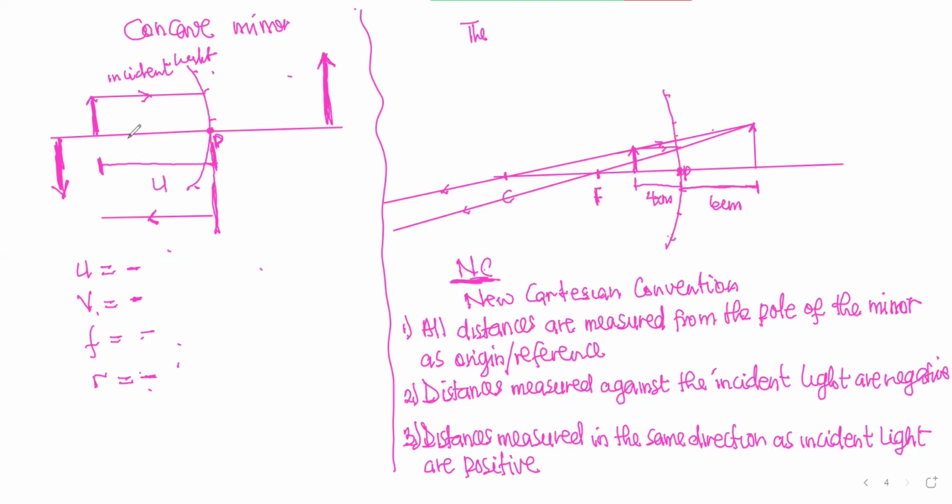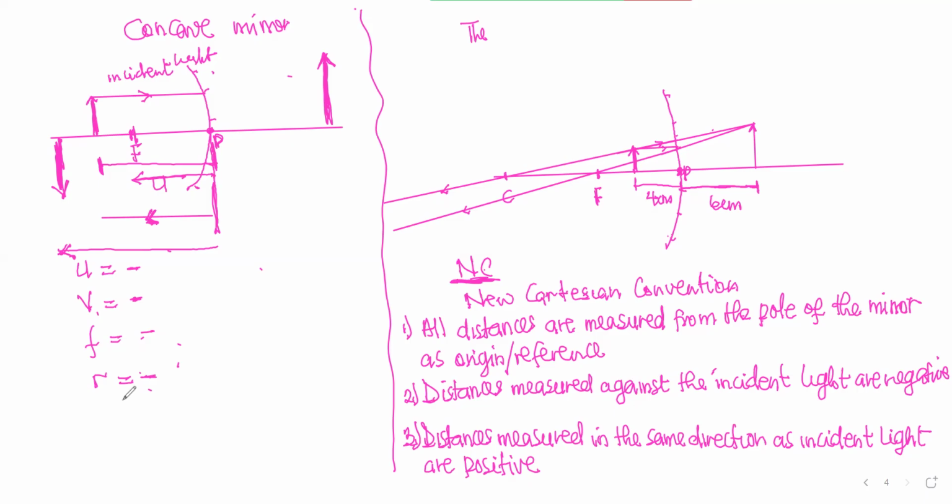So under this convention, because a concave mirror has a real principal focus, if we are to measure F, we'll move in this direction. If we are to measure object distance, it will move in this direction. If we are to measure image distance, and if the image is real, we must move in this direction. So all distances that are against the direction of incident light must be negative.